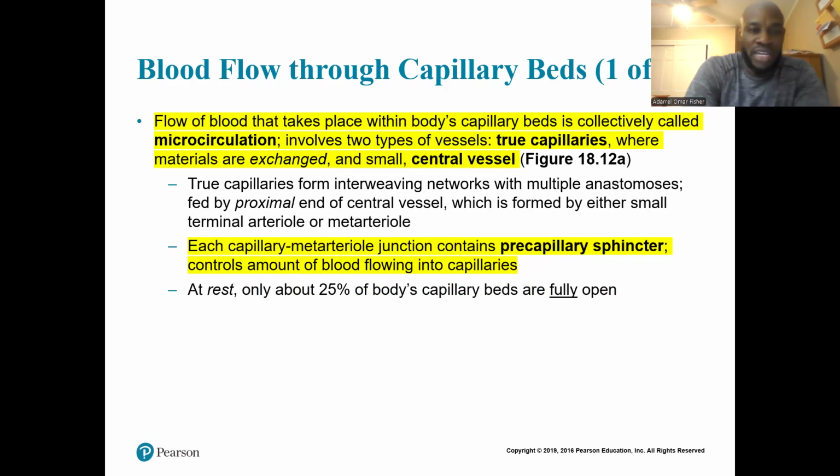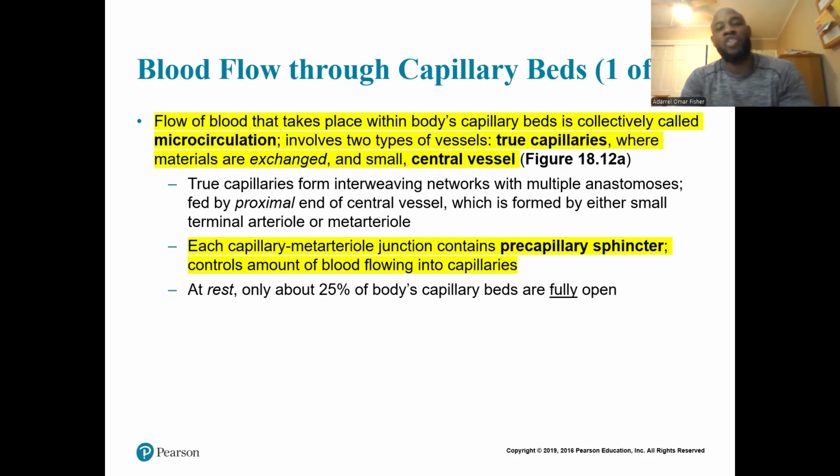Blood flow through the capillary bed. So the flow of blood that takes place within the body's capillary bed is collectively called microcirculation. Right? So we have true capillaries, which you'll see in the diagram, and we have a central vessel, and they help control blood flow by this precapillary sphincter. Right, so this central vessel, and then we have this capillary bed, so to speak, and this precapillary sphincter, which can control the blood flow into the capillaries.